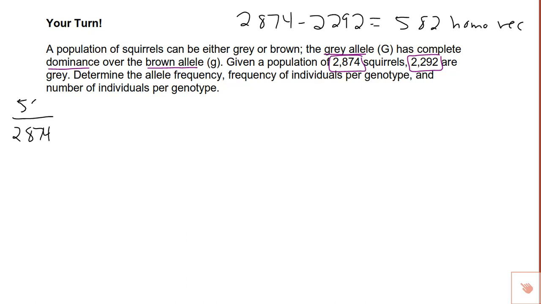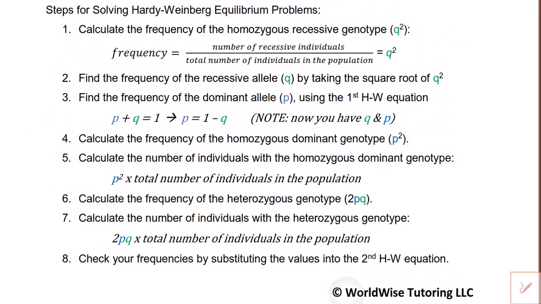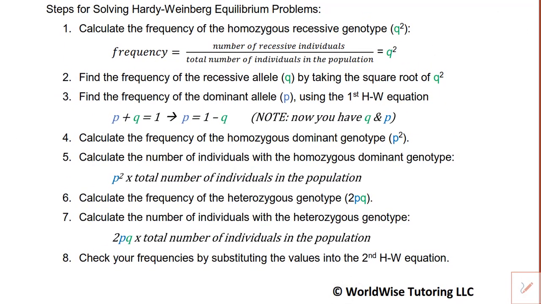So if I take 582 and divide it by 2,874, I would get 0.2025. I'm using 4 significant figures for this problem, which would be our Q squared value. I suggest that when you do get one of your values that are listed up in the table above, you go ahead and box it so that it's easy to find later. And you know what? I'm going to go ahead and box this as well. We have just completed step 1, finding the Q squared value, which is the frequency of the homozygous recessive genotype.